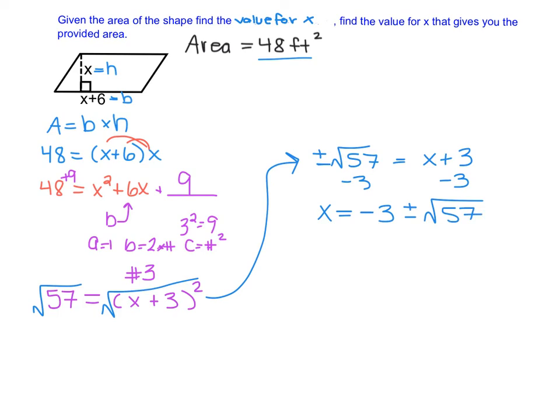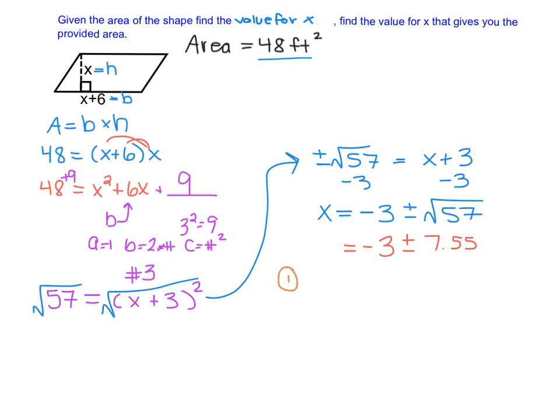So since this is a real world problem and I actually want an estimated value for x so I know what x actually kind of is, we're actually going to square root that 57. So if I take the square root of 57 in my calculator, I find that this is approximately negative 3 plus or minus approximately, if I round to 2 decimal places, 7.55. So what I'm going to do here is split this up into the positive and negative version.